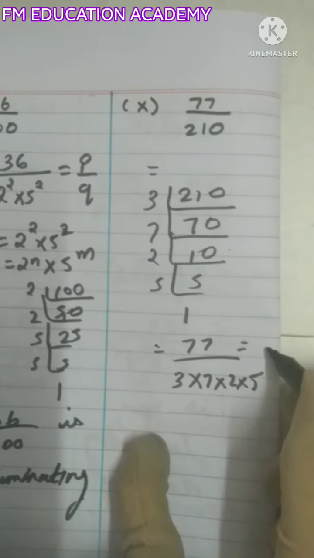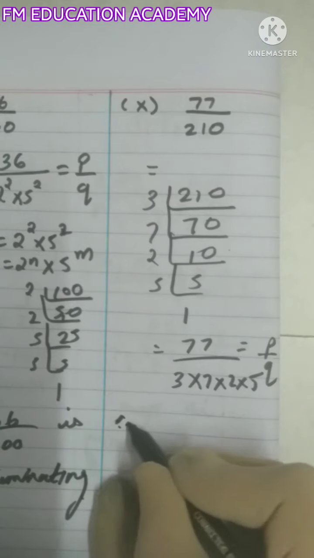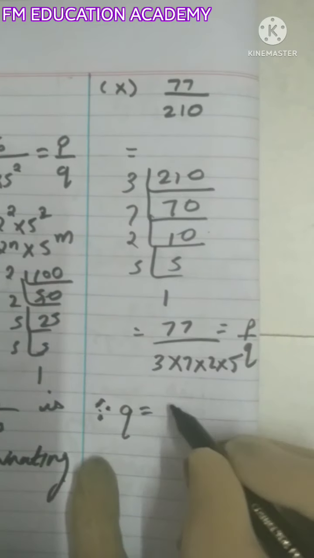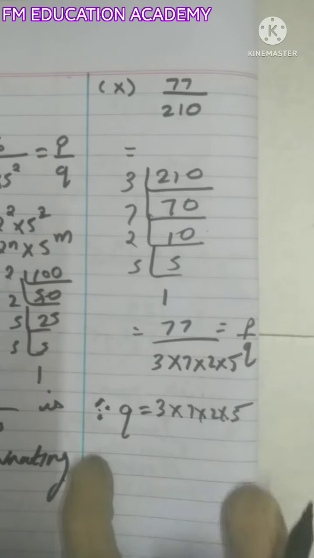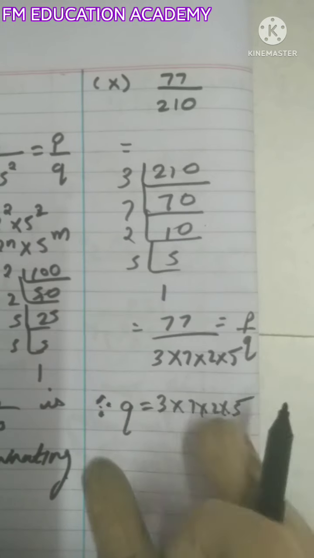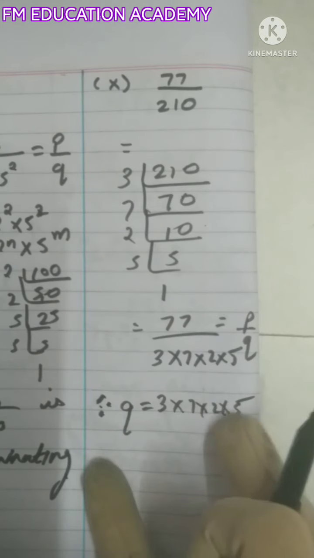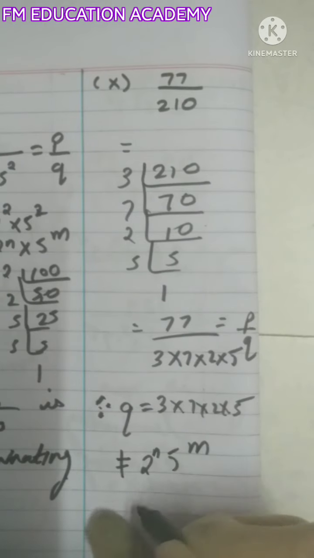That is also equal to P by Q. So we can write, therefore, since Q is equal to 3 into 7 into 2 into 5. But is it of the form of 2 power n into 5 power m? No, it is not of the form of 2 power n into 5 power m, since we also have 3 and 7 along with 2 and 5. So we can say it is not equal to 2 power n into 5 power m.